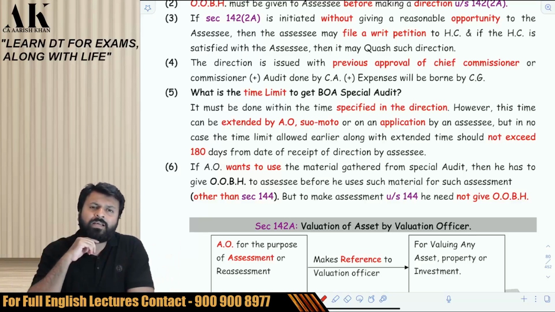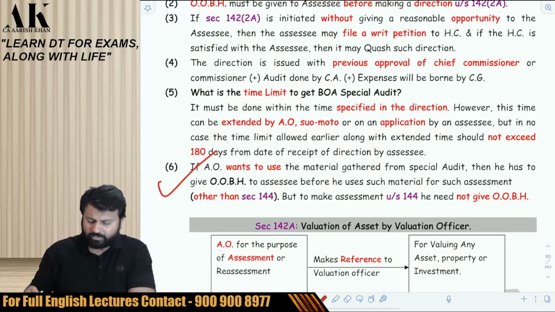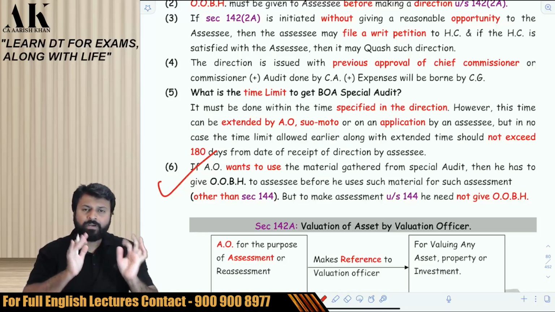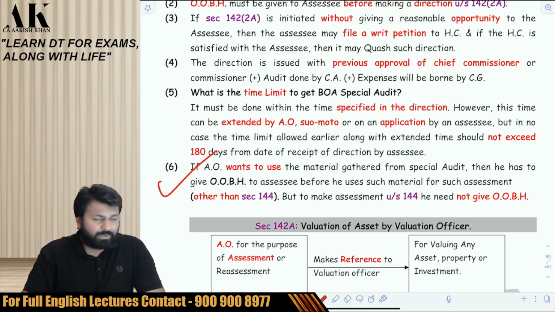Then no opportunity of being heard has to be given to the assessee. You can find this over here. Everything which I am saying in the revision video, believe me, you will find it in the book. Take a printout of this properly. Probably, if possible, take a color printout and do this book thoroughly.